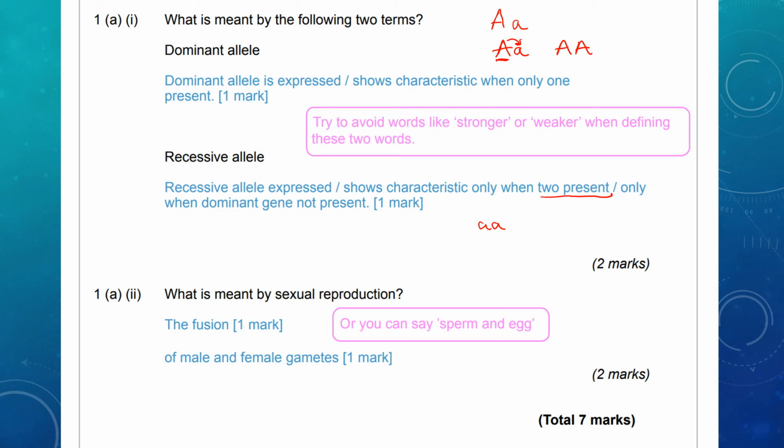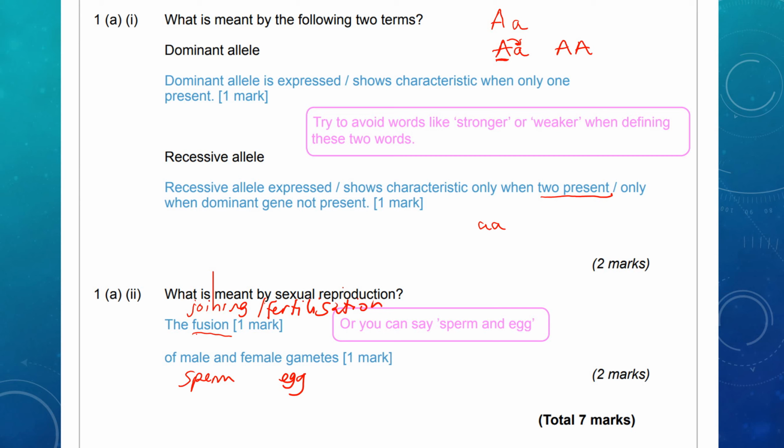Finally, what is meant by sexual reproduction? They are very keen on you using either the word fusion, or the joining, or fertilization of male and female gametes. Here you could say sperm and egg.